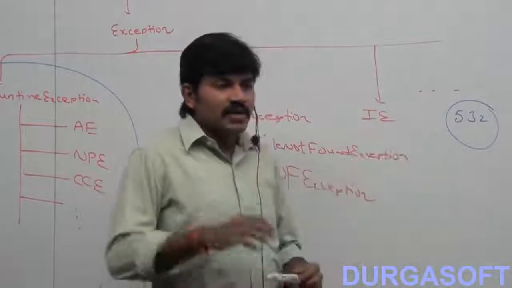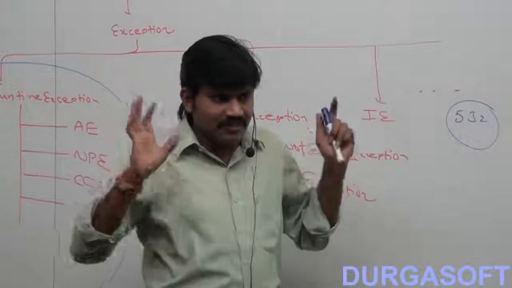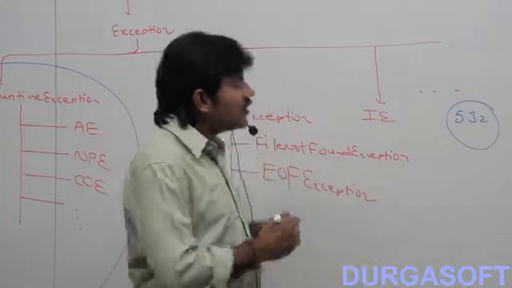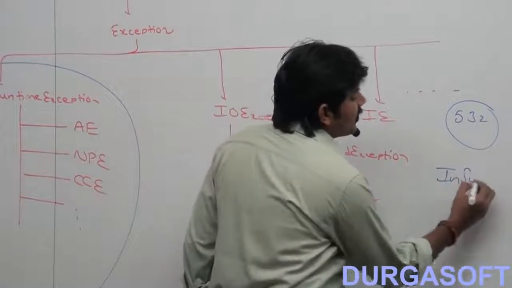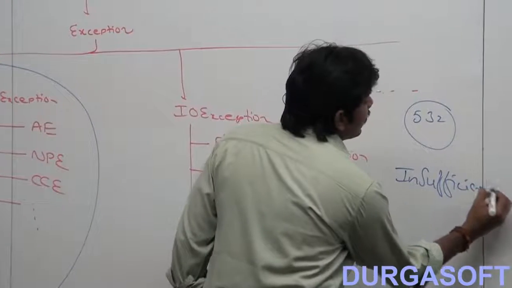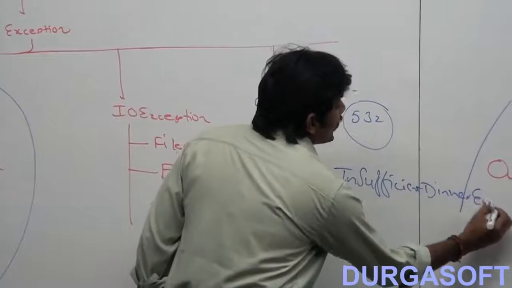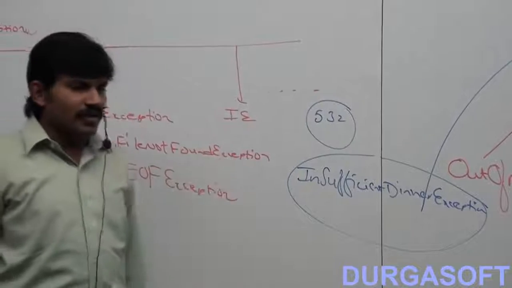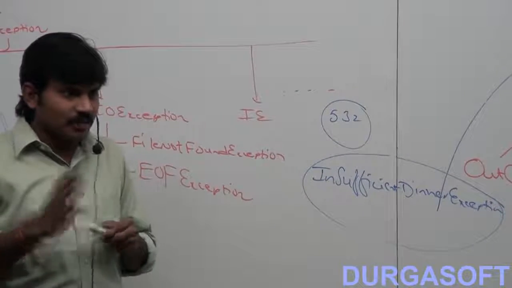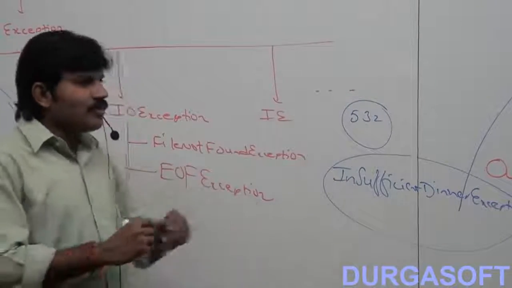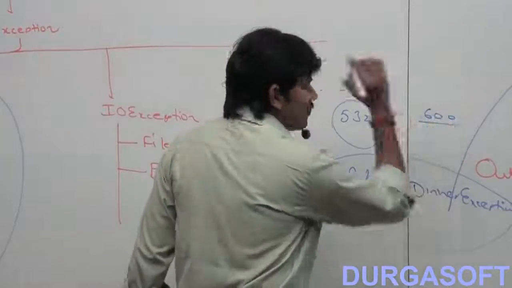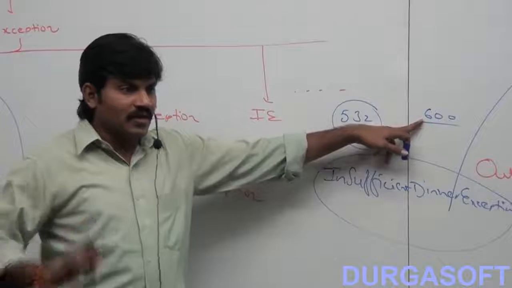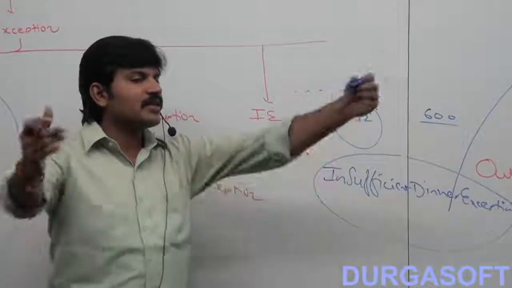There may be a chance of an insufficient dinner exception. There is a chance. It doesn't mean an insufficient dinner exception occurs, but there is a chance. So how can you handle it? That is what your grandfather asked. Then, instead of 532, now I will arrange for 600 members. Then I hope even if some extra members come, no problem at all. My program is in a position to handle it. Like that, you prepared dinner for 600 members.